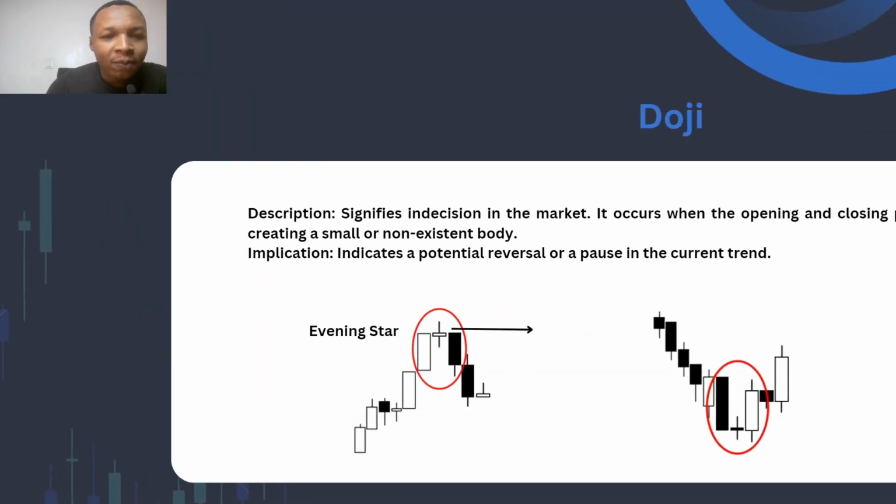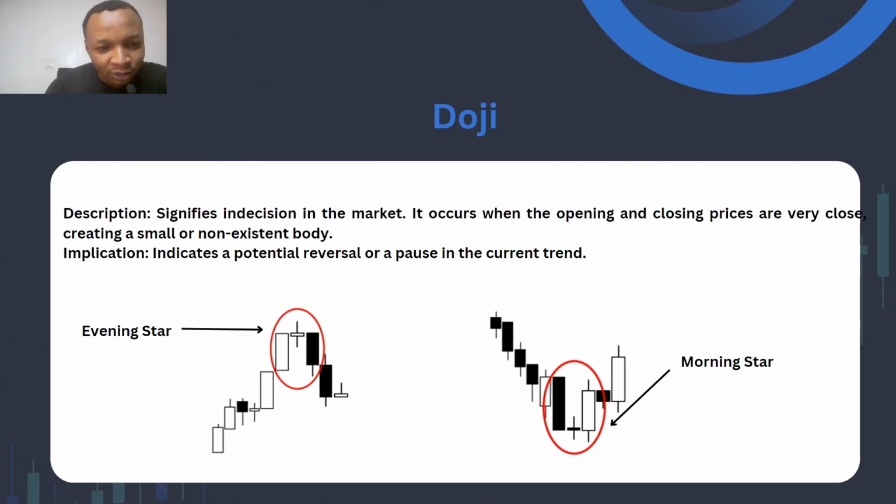All right, now the first one, doji candle. The doji candle signifies an indecision in the market, and it occurs when the opening price and the closing price are close, creating almost a non-existent body. I've already explained what opening price and closing price are, and you can go back to the previous videos and check out the video titled types of charts. It's going to be in the description of this video. When you watch it, you're going to understand what we mean when we say opening and closing price.